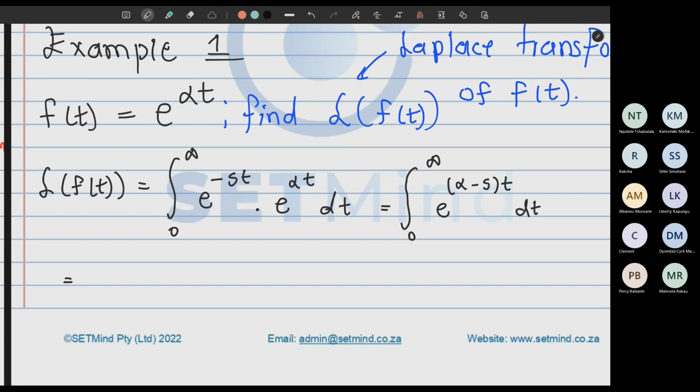Oh, okay. So what I get as an answer, I think, when integrating e to the power of (alpha minus s)t dt, right? Mm-hmm. So my answer if I integrate that will be e to the power of (alpha minus s)t, all over the constant there, which is (alpha minus s), and then two big brackets for the limits of integration, which are 0 and infinity.